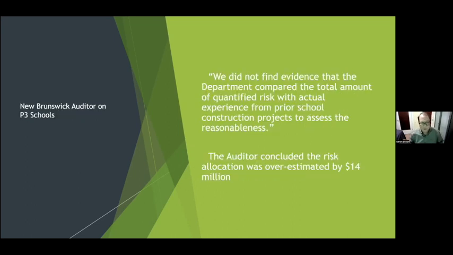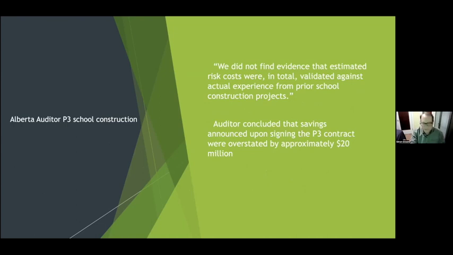This is the New Brunswick auditor. "We did not find evidence that the department compared the total amount of quantified risk with actual experience from prior school construction projects to assess their reasonableness." They believed the risk allocation was overestimated by 14 million. This is Alberta. "We did not find evidence that estimated risk costs were in total validated against experience from prior school construction projects." They believed it was overstated by approximately 20 million.